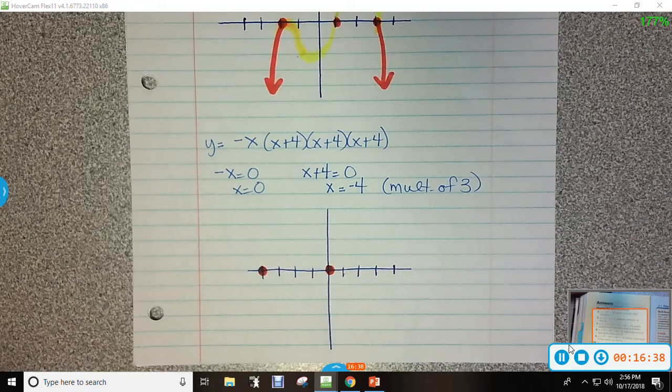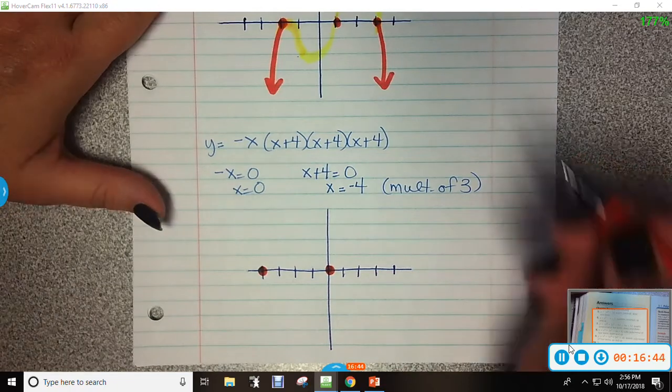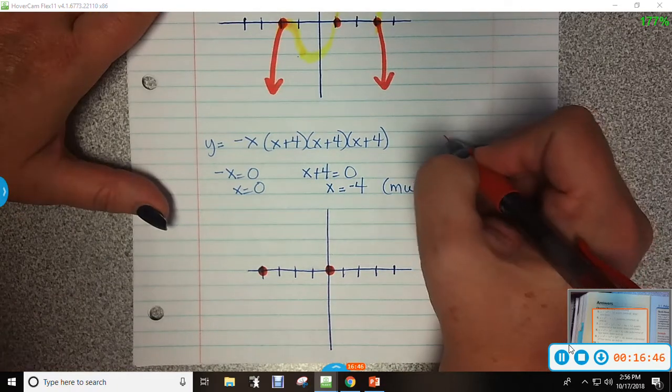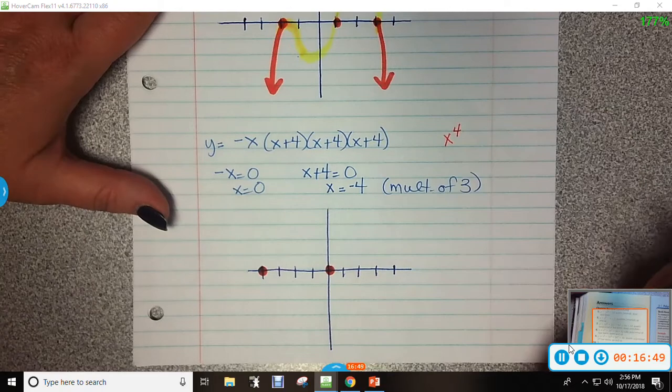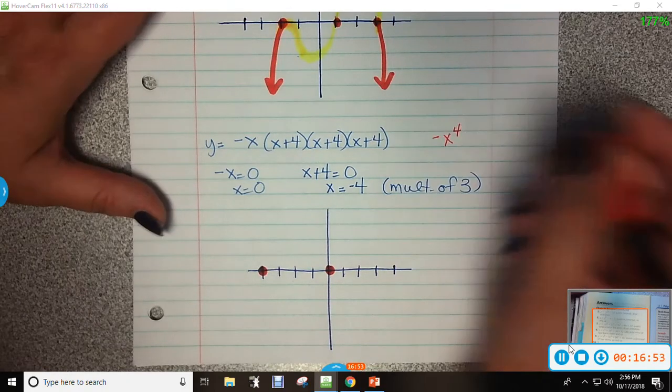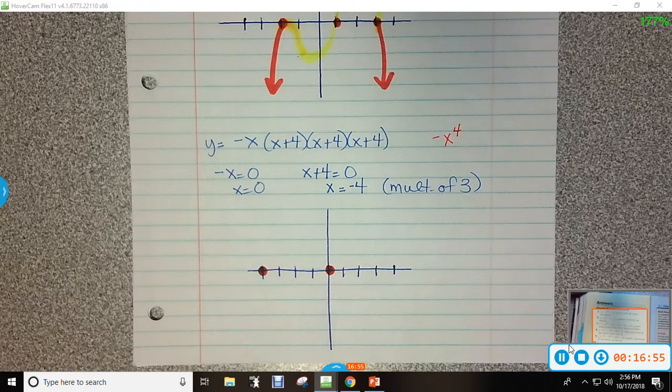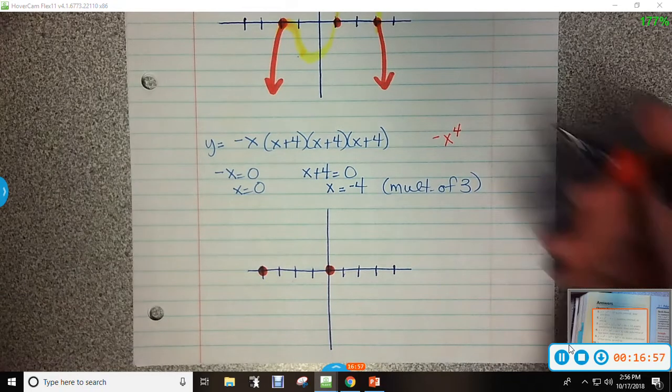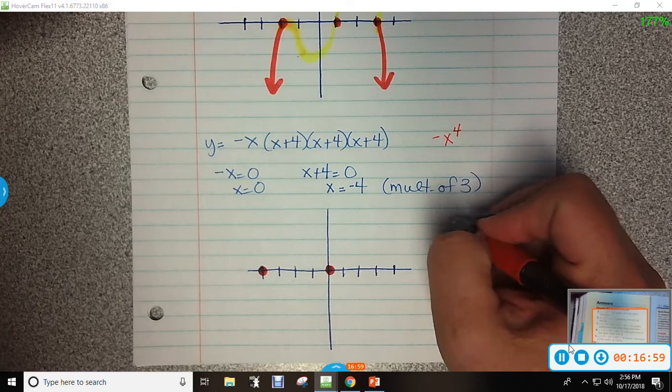Now we've got to figure out end behavior. Okay, what degree is this going to be? 4, because I have 4 x's. Is it going to be positive or negative? Negative. So both ends are going to go the same direction. What direction will they both go? Down.